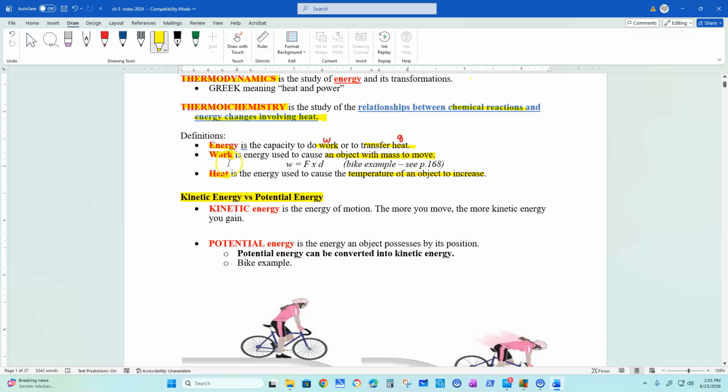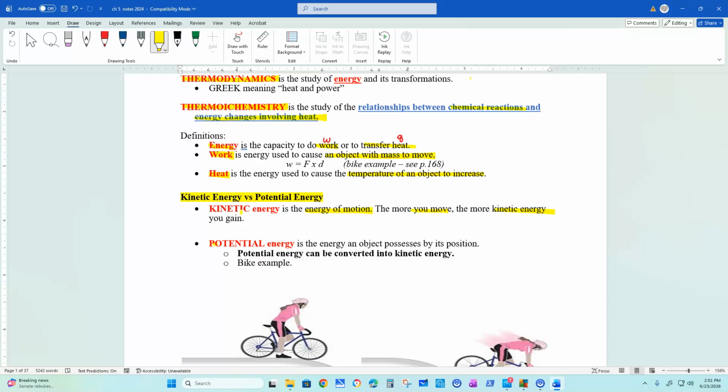So with energy, we're going to start with two types of energy. We have kinetic energy, which is the energy of motion. You moving your pencil, highlighting, blinking and moving your eyes. The more you move, the more kinetic energy you gain.